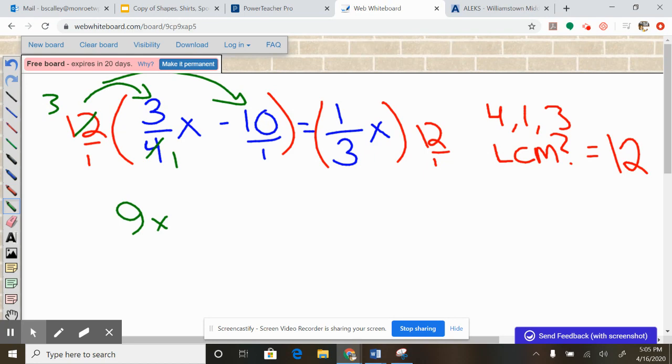And then that cross simplifying only works for that first distributing part. I can't do it for the second part of the problem too. So now when I go to distribute the 12 over 1 to this negative 10 over 1, that's just like 12 times negative 10, since they're both over 1. It's just multiplying two whole numbers. That would be negative 120.